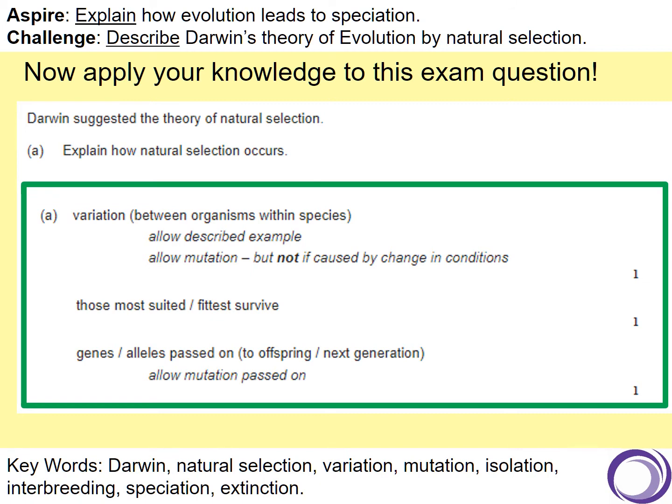But the second mark was for something about being best suited individuals and those being the ones that will survive. And the third mark is then for saying that the genes from those individuals will be passed on to offspring or passed on to the next generation. And again, you could have had mutation would be passed on in the genes, but really we were looking for variations between organisms within a species. The mark one would be most suited to the environment or to the conditions or most likely to survive for the second mark. And these genes or these alleles would be passed on to future generations or to the offspring. So three mark exam question, dead simple, explain how natural selection occurs.